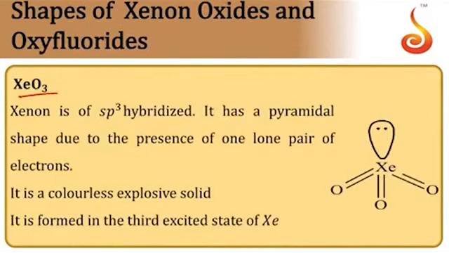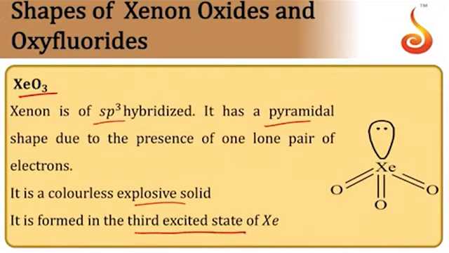So, XeO3. In XeO3, 3 bonds are there and we have 1 lone pair. Altogether 4 pairs are there. Hence, it comes under sp3 hybridization. So, sp3 with a lone pair, therefore the structure is pyramidal. And it is colorless, explosive, and comes under the third excited state.